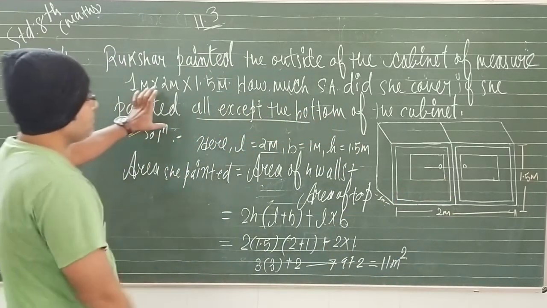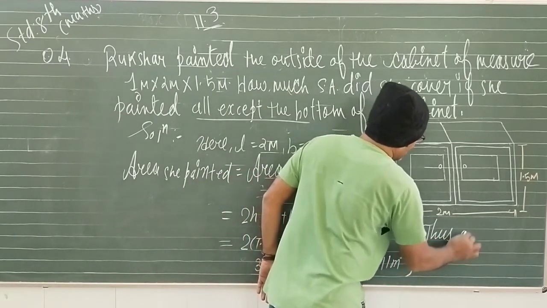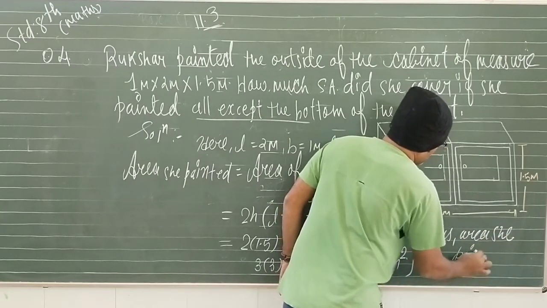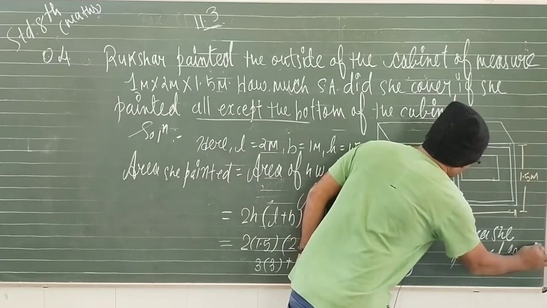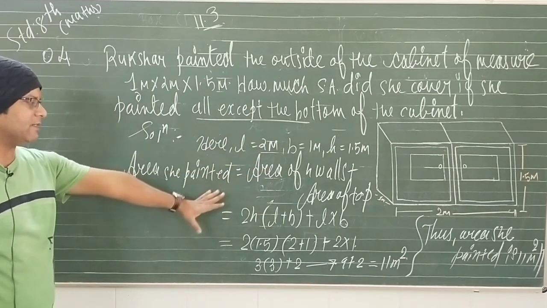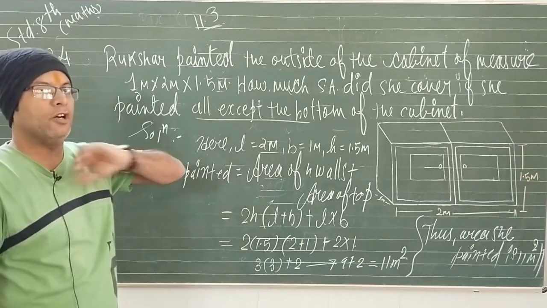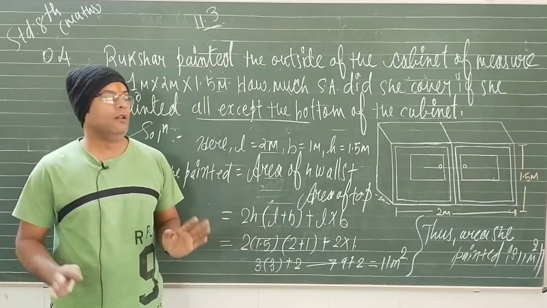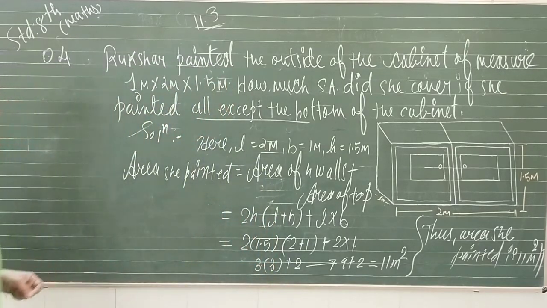Thus, area she painted is 11 meter square. Here remember we have taken lateral surface area. You can see the 2h into L plus B, because we are here excluding the bottom part and we are taking only 4 walls lateral and we are taking top. Just take a look.